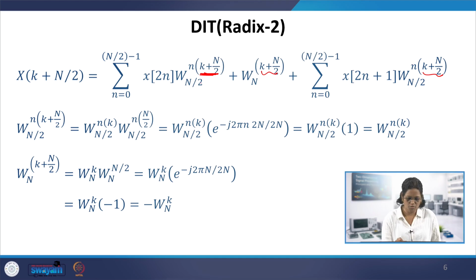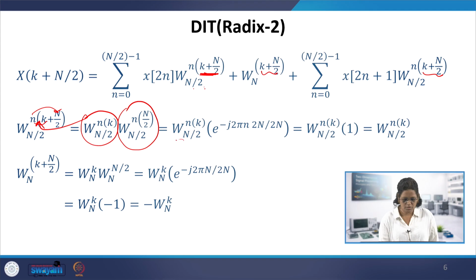So if we take this W suffix N by 2 and that n into k plus N by 2, this multiplication has a first term from here, and n multiplied with the second term would result in n into N by 2. The first term we cannot reduce any further. In the case of the second one, if we expand it, W N by 2 is e power minus j2 pi by N by 2, into n times N by 2, so this 2 gets cancelled and this becomes 1, right? So we can simply replace this with 1. So the whole term now becomes W suffix N by 2 into nk, simply.